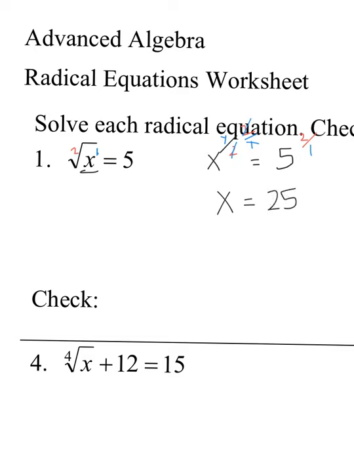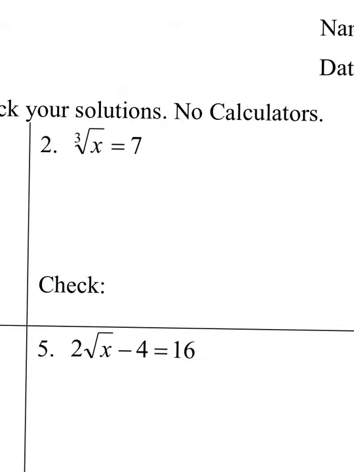We could check our work by substituting the 25 in for this x. Right? Does the square root of 25 equal 5? Yes, it does. So that checks.